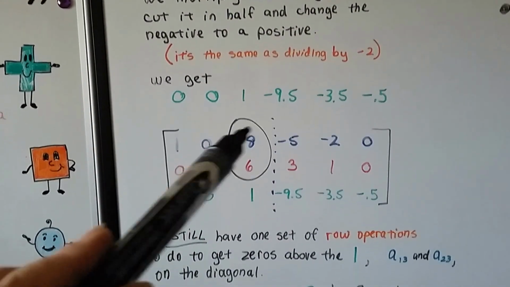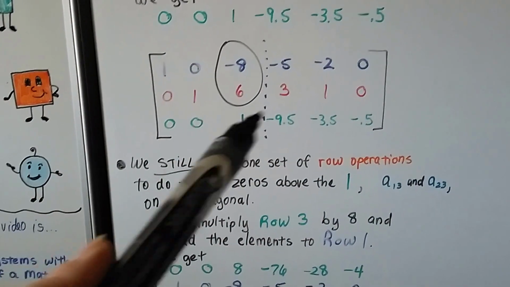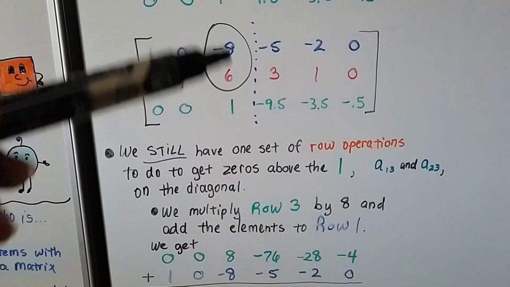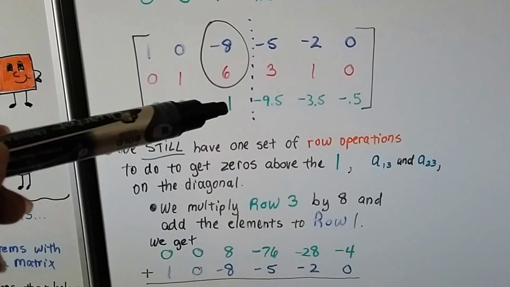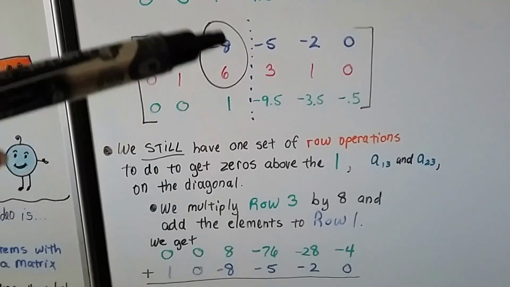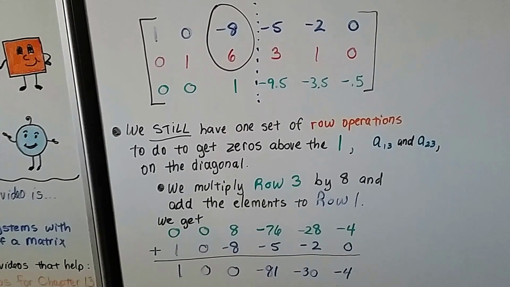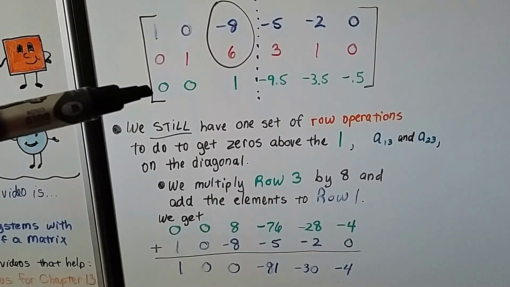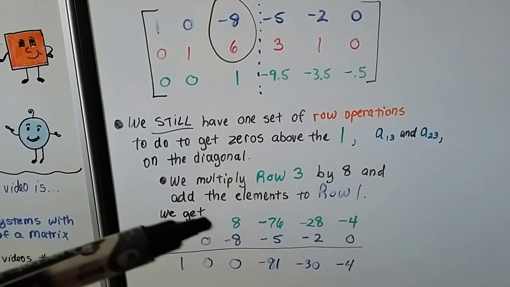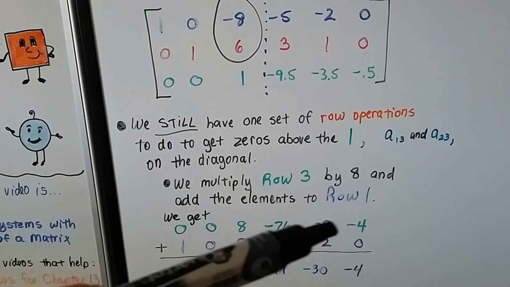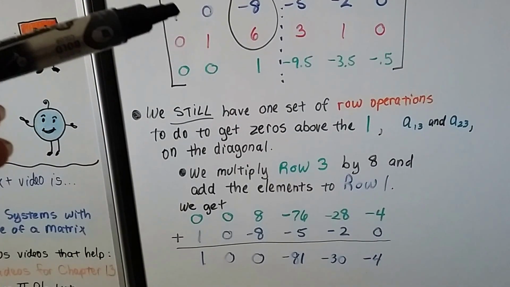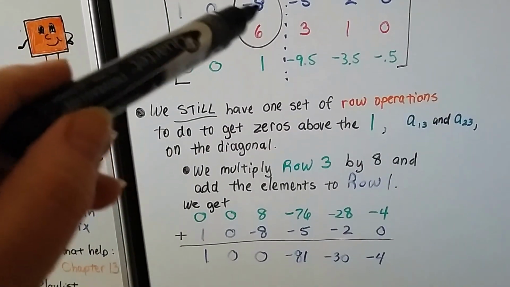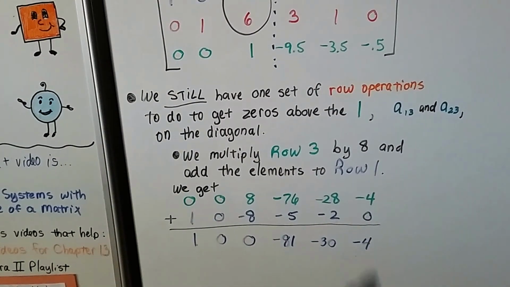We still need these to be zeros. So we can use the green row, multiply it by an 8 to make additive inverses right here with an 8 and a negative 8 to make that a 0. So we multiply everything in the green new row by an 8, and we get a 0, 0, 8, negative 76, negative 28, and a negative 4. We add it to the blue row. That creates that 0 pair there, and now we have a 0 in this spot. Negative 81, negative 30, negative 4.